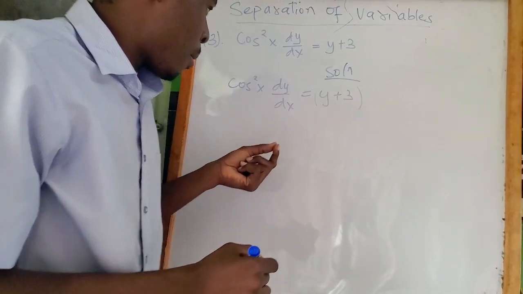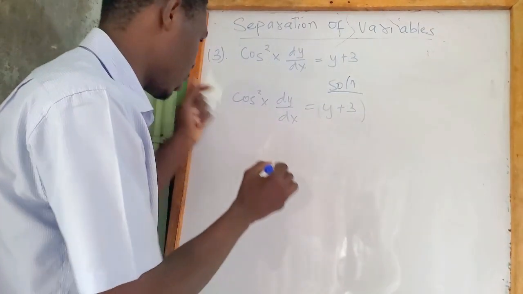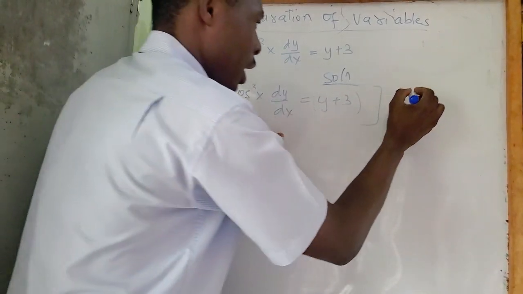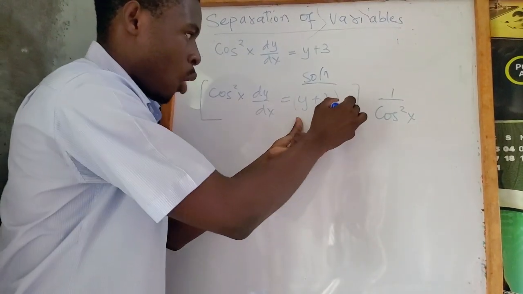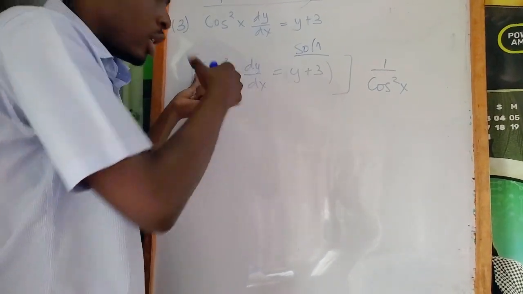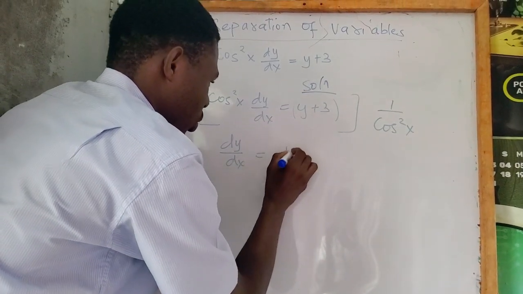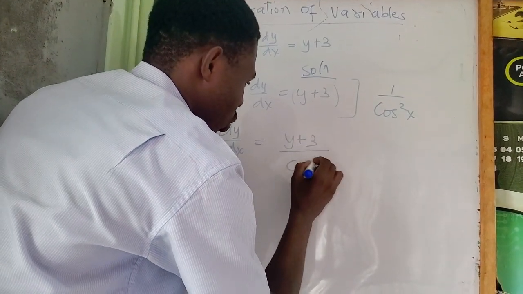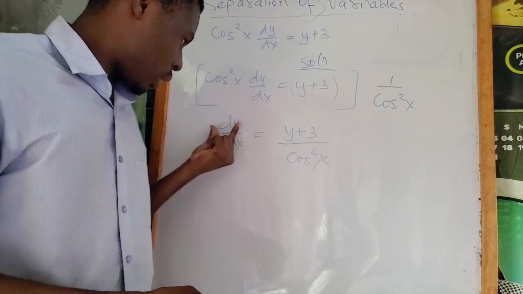Okay, but before we do that, let us take cos square x to this side first. So if I multiply each side by 1 all over cos square x, I will have 1 over cos square x here. It will cancel out this, because 1 over cos square x times cos square x is 1. So I'm going to have that dy dx is equal to y plus 3 times this, you have cos square x. All right, now we can take y plus 3 to this side.